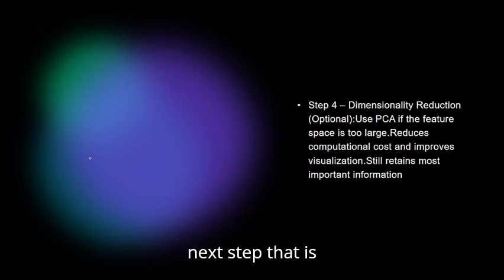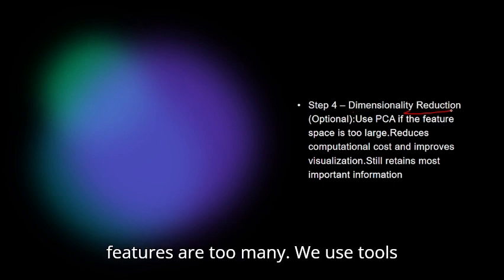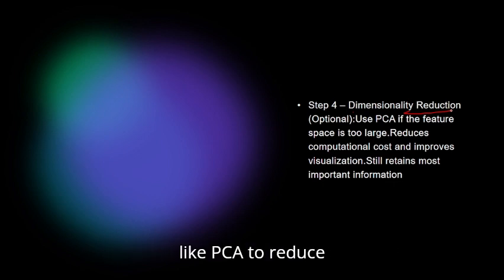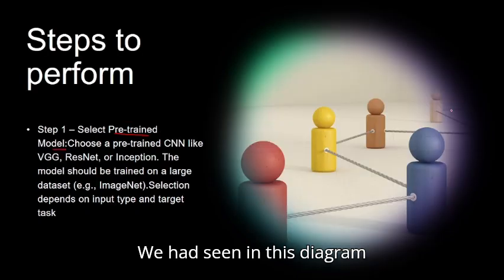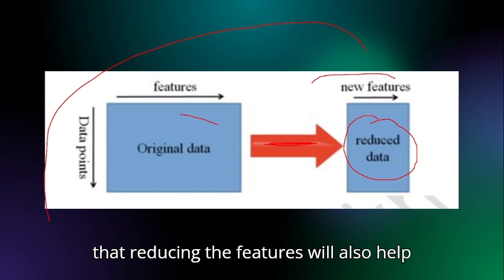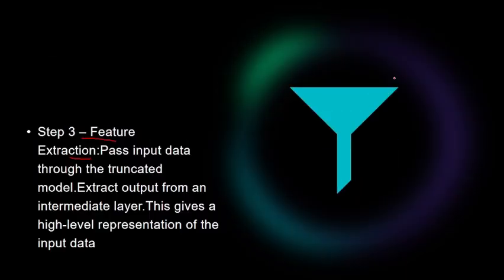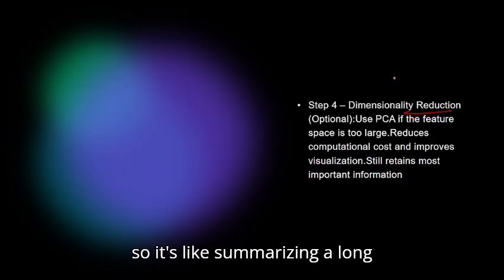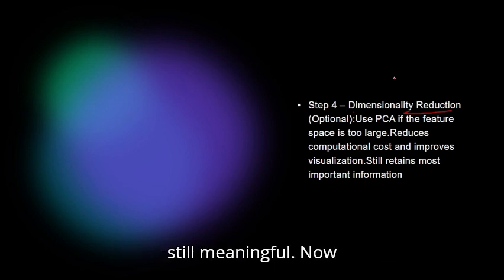So now the next step, that is dimensionality reduction. In this, sometimes the extracted features are too many. We use tools like PCA to reduce them without losing important info, like we had seen in this diagram, that reducing the features will also help in reducing the overfitting. So this is all done using tools like PCA. It's like summarizing a long article into bullet points, smaller but still meaningful.